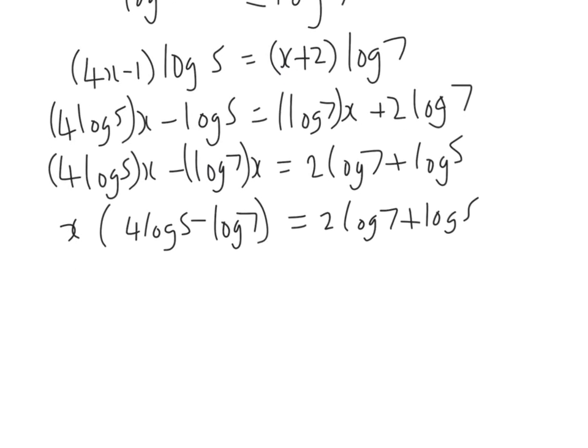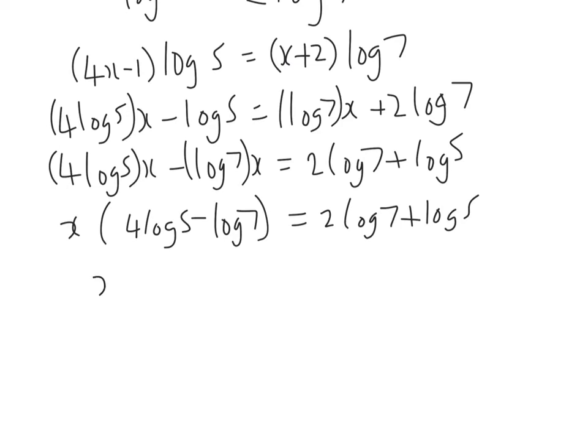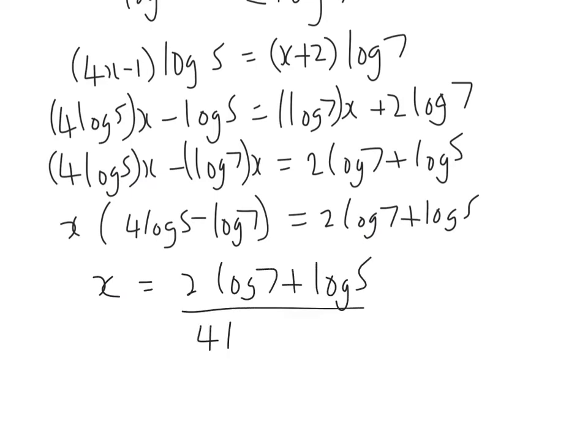And the last step is to divide through by the number of x's. So we have the 2 log 7 plus the log 5, and we divide through by the 4 log 5 minus log 7. And that gives 1.22 to 3 significant figures.